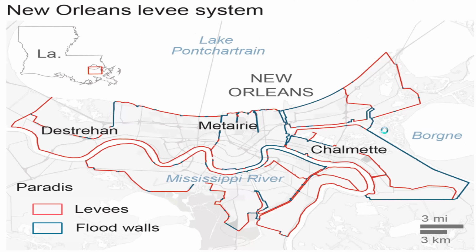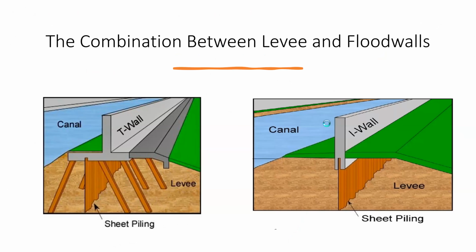Okay, here's the New Orleans levee system. As we can see in the picture, the levees run along Lake Pontchartrain and also along the Mississippi River, and also along each small creek in New Orleans city.